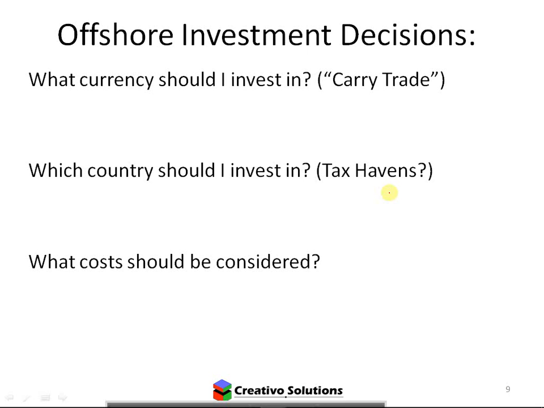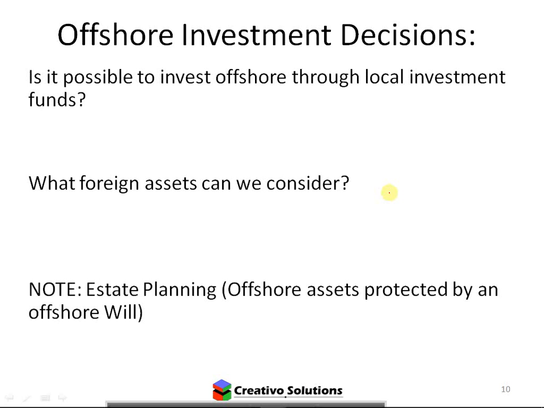It's a lot more costly to invest offshore than it is to invest locally. Firstly, you need to consider the exchange rate. Secondly, you need to consider the fees and charges for doing the transaction. Three questions here for you to consider.